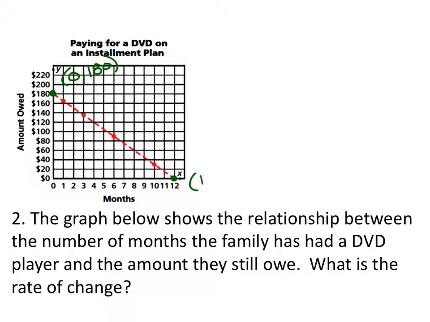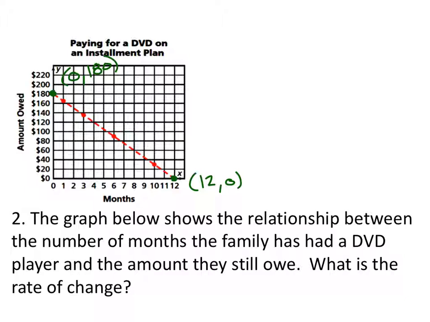Now this won't happen all the time, but it does happen from time to time. Is 12, 0. So at 0 months, they owe $180. And at 12 months, they owe $0. Now just looking at that graph then, before we answer the rate of change, how long did it take them to pay off the DVD installment plan? 1 year. 12 months. Yeah, or a year, right? So after the year or 12 months, they owe $0. So after that, they won't owe anything, which is very nice.